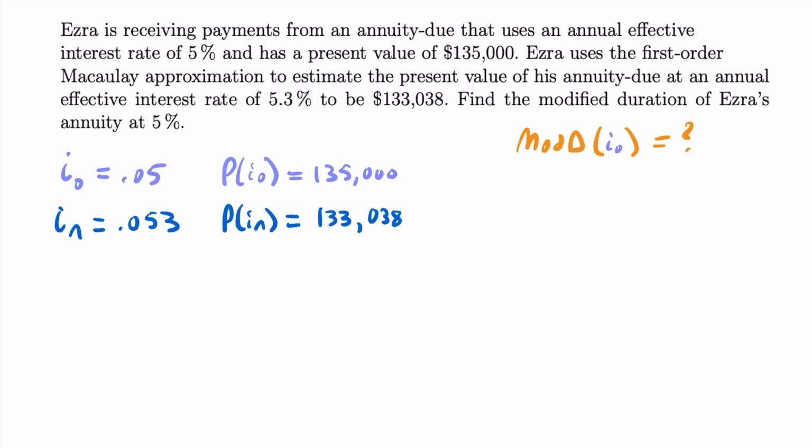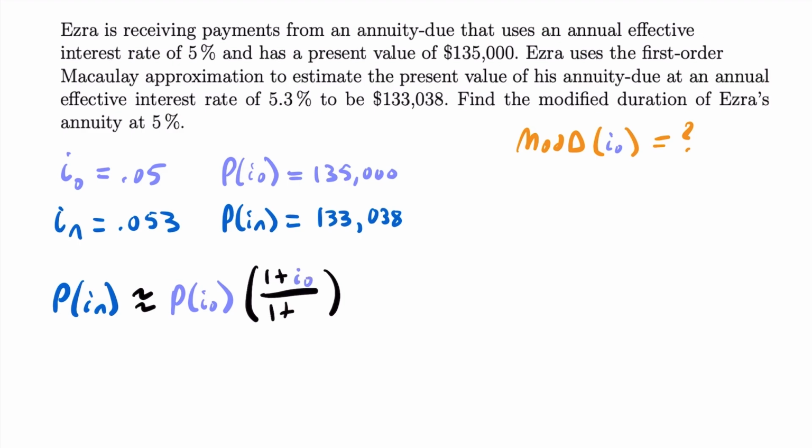So this is the formula we need to work with. The new price is approximately equal to the original price multiplied by 1 plus the original interest rate divided by 1 plus the new interest rate, and that is raised to the power of the Macaulay duration at the original interest rate. Okay? You can't just stick the modified duration there because that's what we want to solve for. This is the first order Macaulay approximation formula, so you have to use the Macaulay duration in that exponent. That is just the way the formula is.